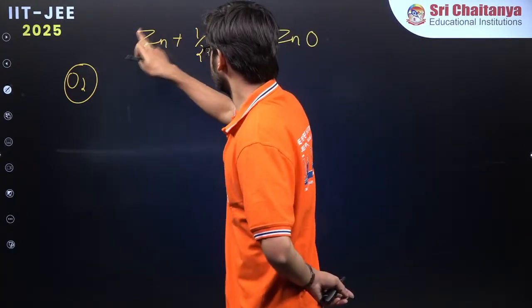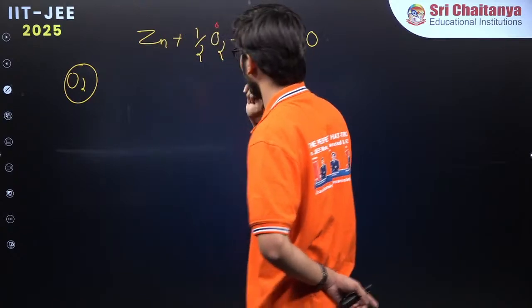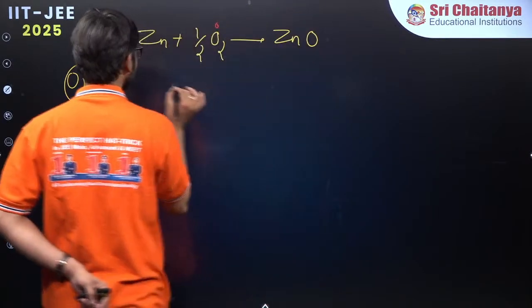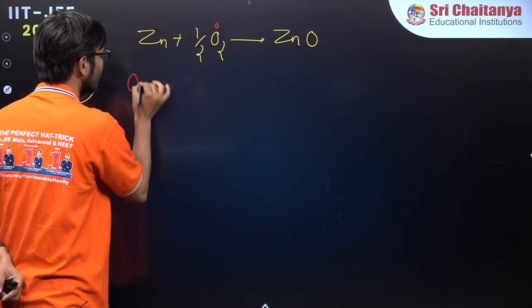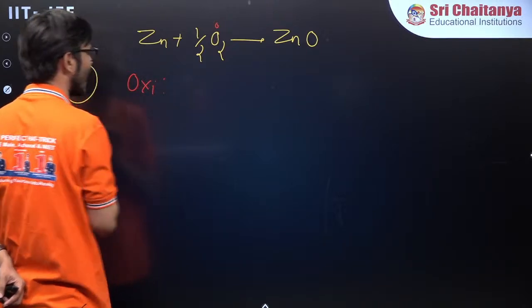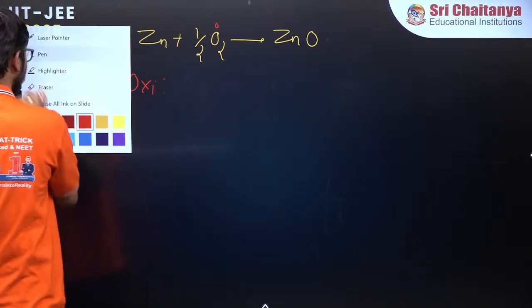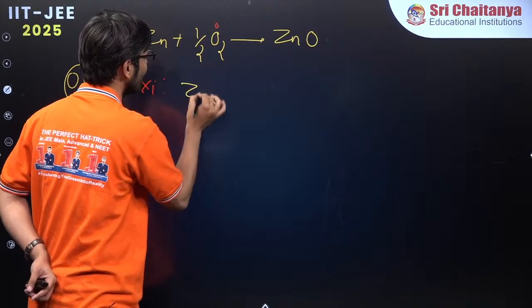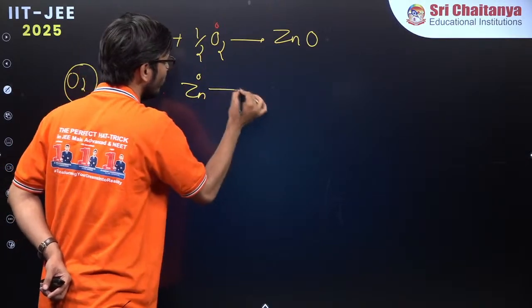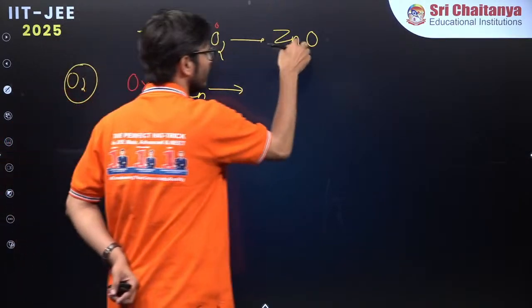So you see, zinc reacts with oxygen to form zinc oxide. What has happened? Let me look at the oxidation reaction. In oxidation, zinc contains, what is the charge on zinc? 0. Now zinc has been converted into zinc oxide.